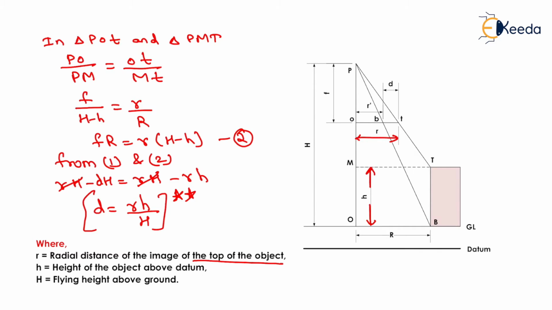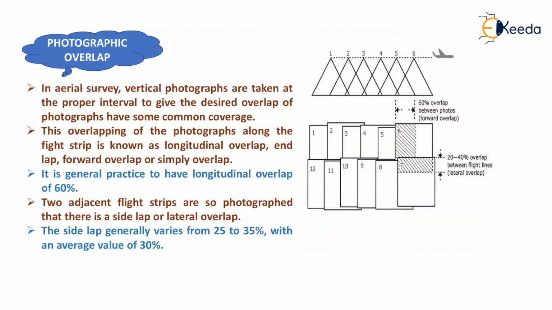And capital H is the flying height above the ground, which is shown here. That is capital H. That is all about the relief displacement. Now we can move to the next, that is photographic overlap.